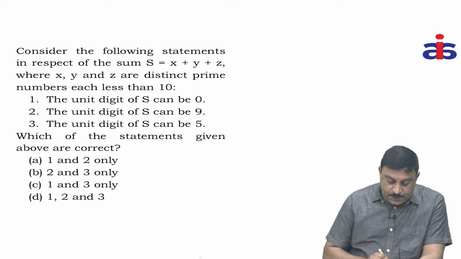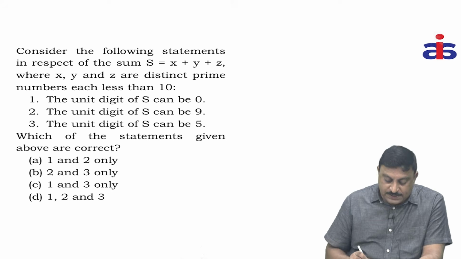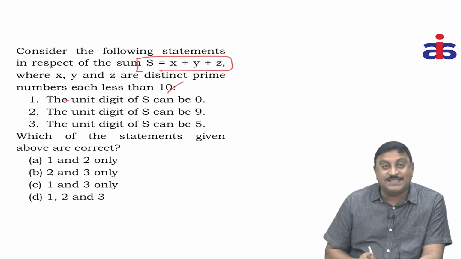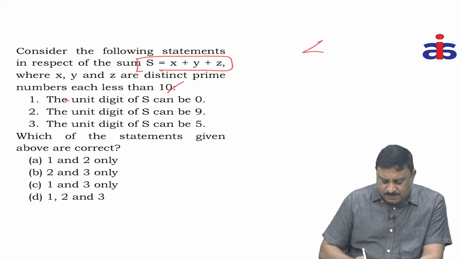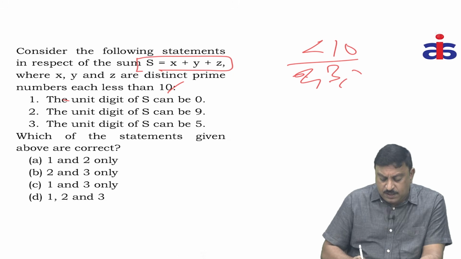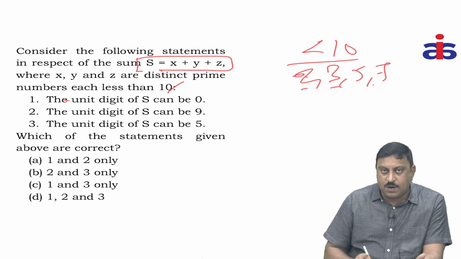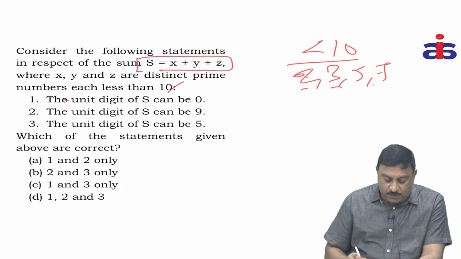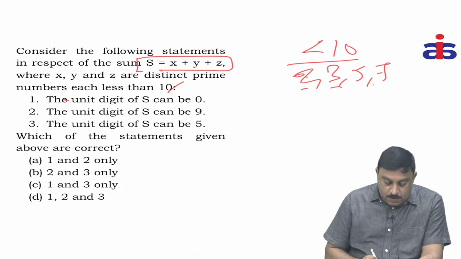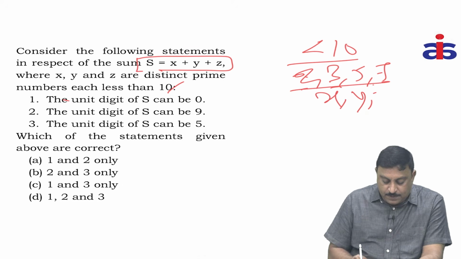Consider the following statements in respect of the sum S equal to x plus y plus z, where x, y, z are distinct prime numbers each less than 10. The prime numbers less than 10 are 2, 3, 5 and 7. They said x, y, z are distinct, so x and y cannot be equal. Now the sum is like this, x, y and z. Any of these can be x, y, z, right?